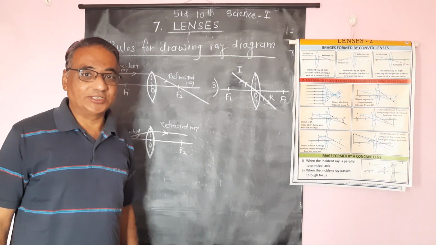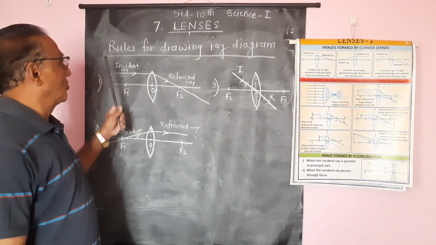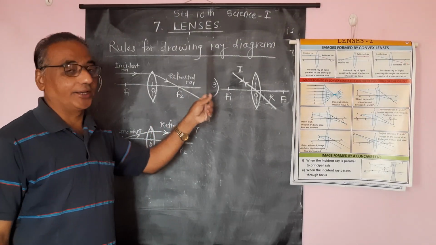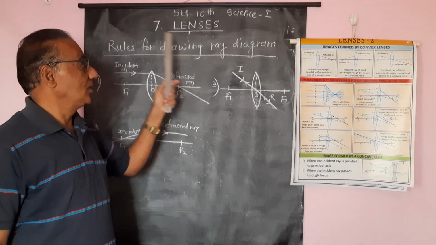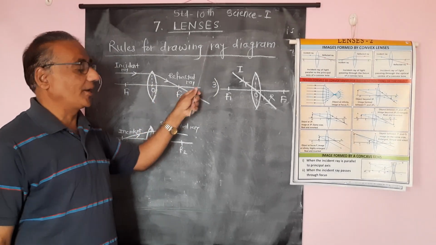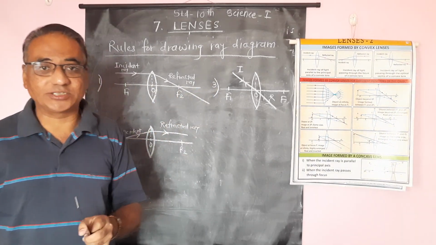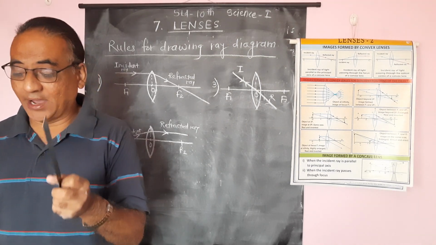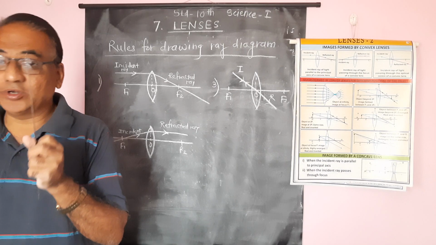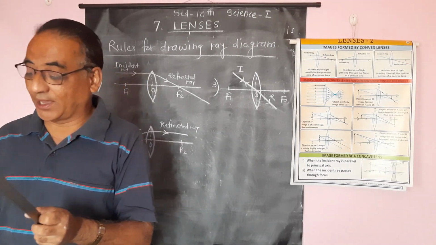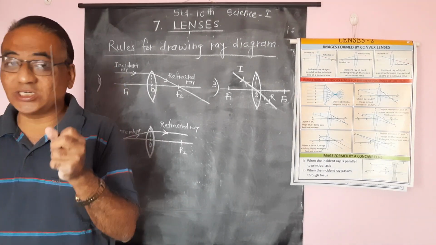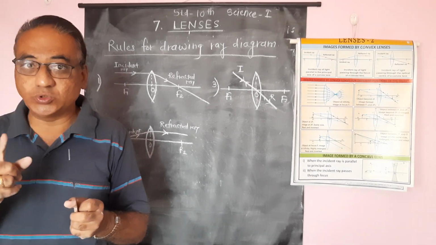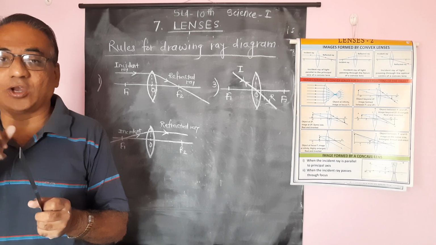Dear students, let us start the next topic, the rules for drawing ray diagram. Before going to see what are the rules used for drawing ray diagram, let us try to understand the concept that we learned in the 9th standard, what is meant by ray diagram. The definition of ray diagram is a specialized pictorial representation which is used to trace the path of a ray of light.